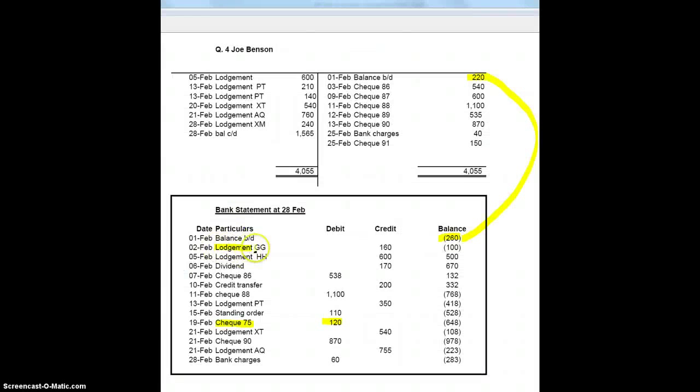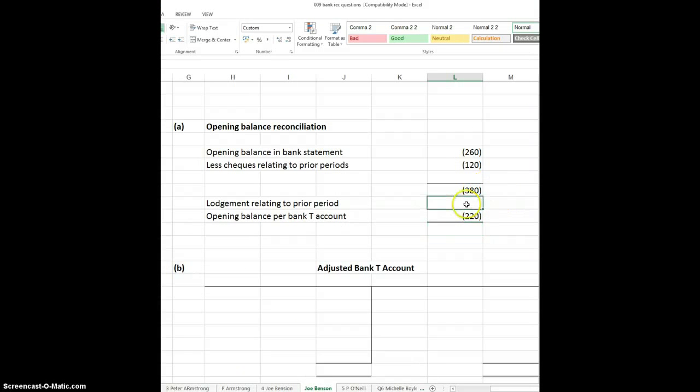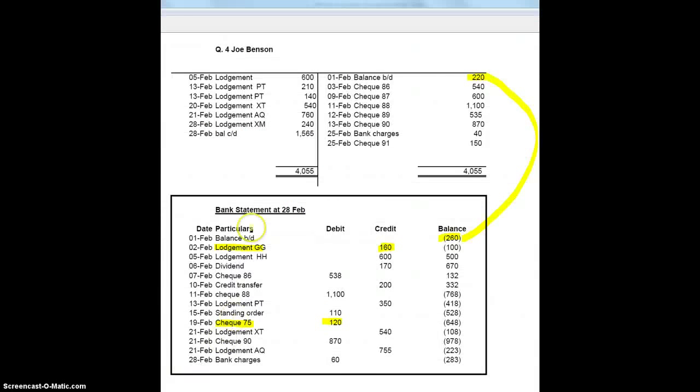And here we've lodgement GG, 160. We can see that in February we had a number of lodgements, PT, XT, AQ, but we had no lodgement at the start of February other than GG. So it's a lodgement that was probably lodged by Joe Benson at the end of January and just wasn't processed by the bank. So that 160 gets included here, and minus 380 plus 160 will give you minus 220. Now we're reconciled, and we can cross these amounts off as reconciled.